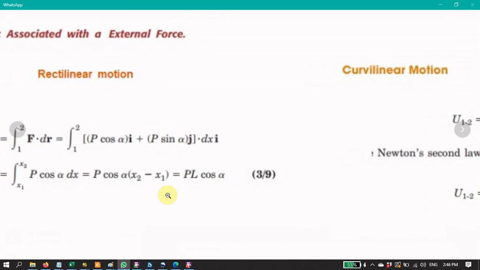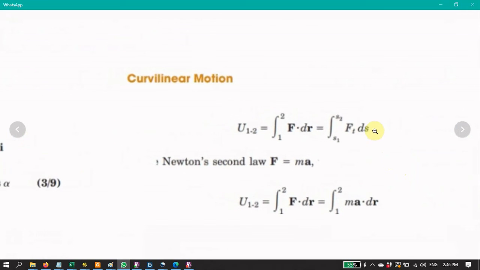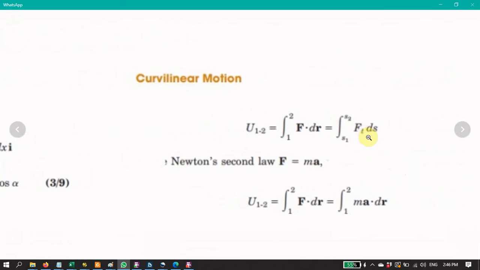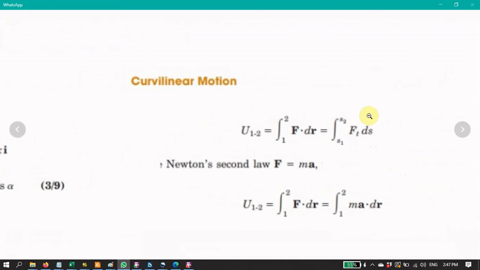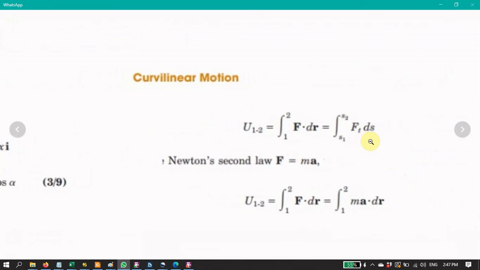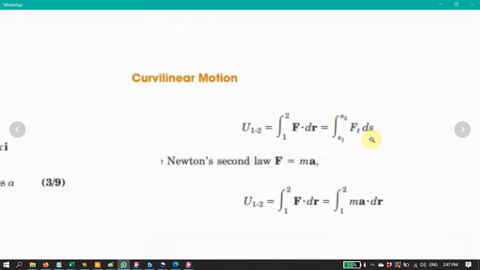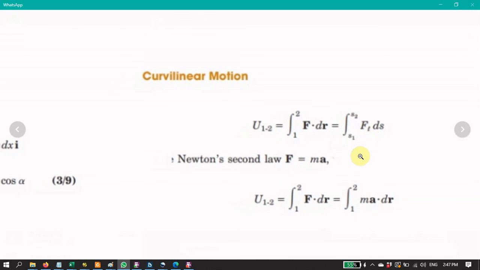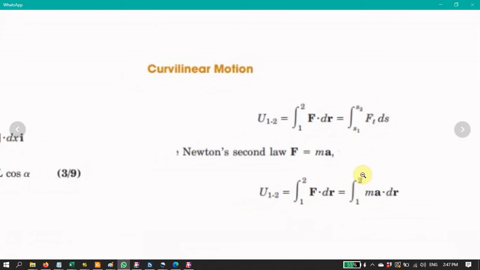And then we have this curvilinear motion. In this case, we are not using a coordinate system like x or y, but a coordinate system based on normal and tangential directions, right? So our coordinate system is along the tangential motion along the path, the coordinate we use is ds, and all the forces acting in the tangential direction, we call it Ft.